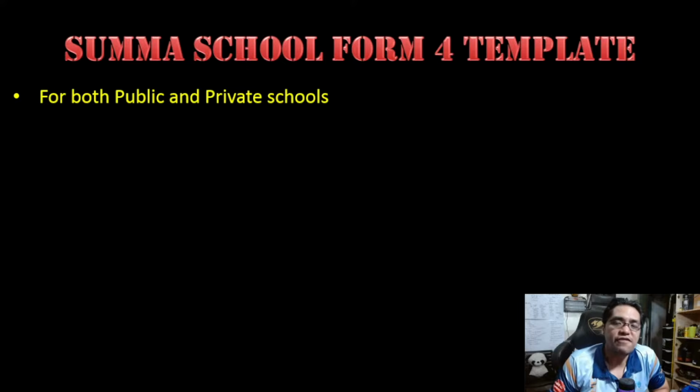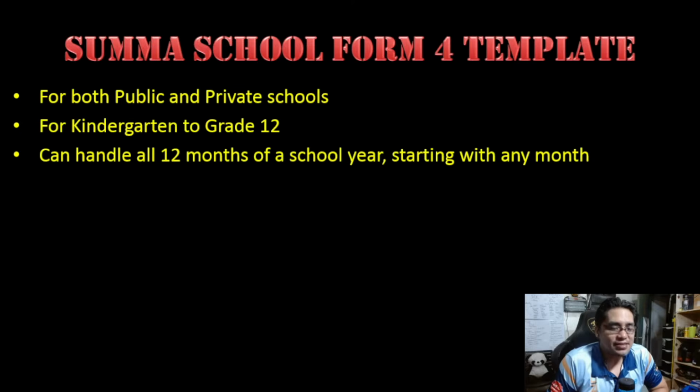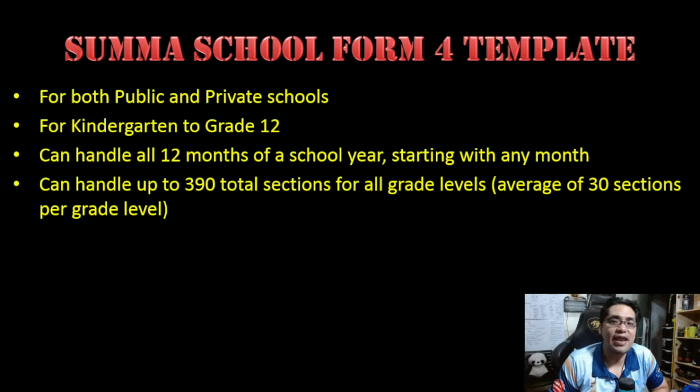So what are the features of this School Form 4 template? First, this template is usable for both public and private schools. Next, this template is usable for kindergarten all the way to grade 12 in just one file. Next, this template can handle a school year of up to 12 months, and this school year can start with any month. So if your school year started in August or July or September or October or even January or February, no problem, this School Form 4 template can handle that. This School Form 4 template can handle up to 390 total sections for all grade levels. So that's an average of 30 sections for the 13 grade levels.